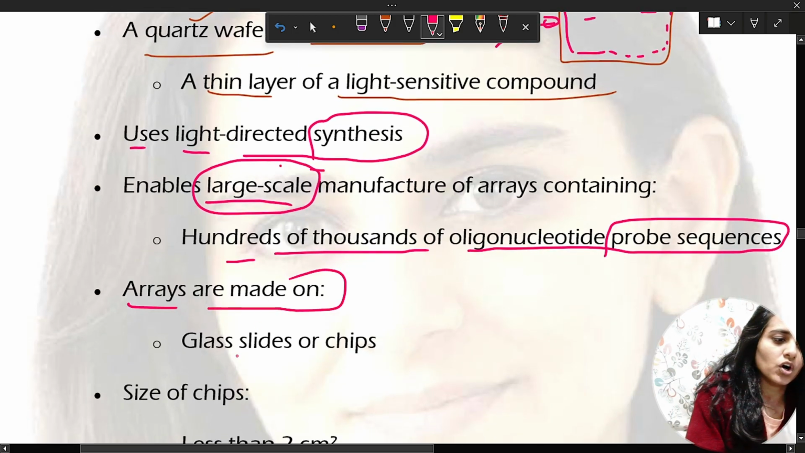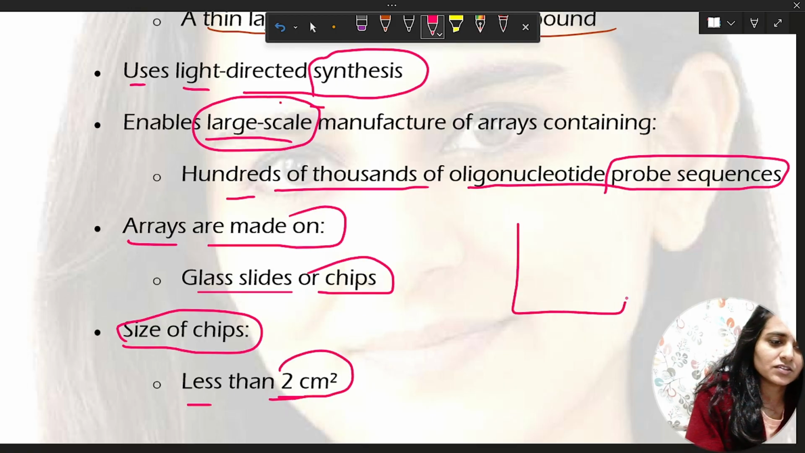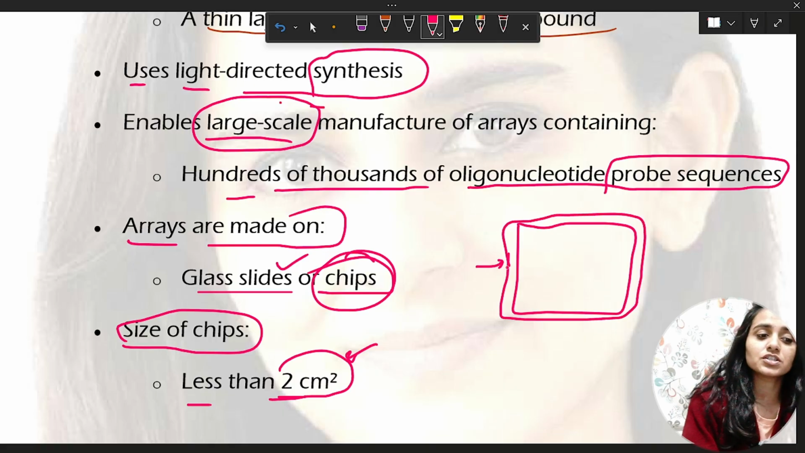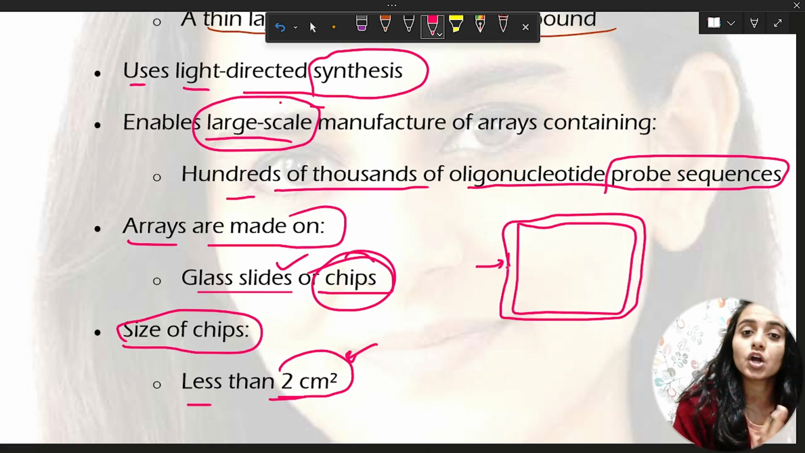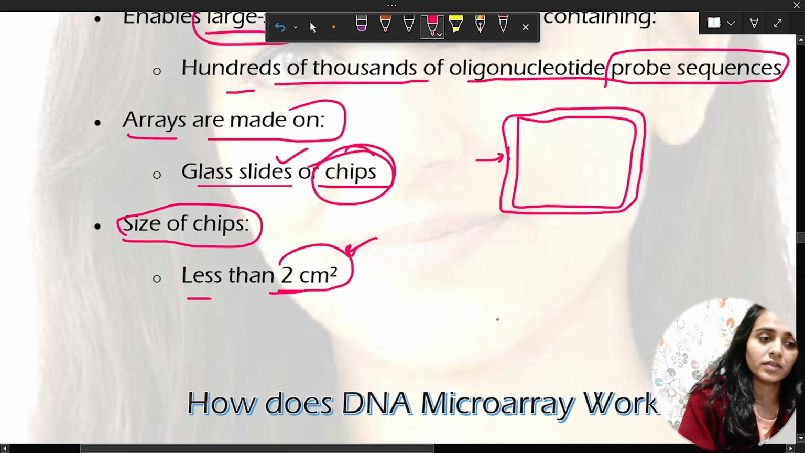Arrays are made on glass, solid or chips. The size of the chips is less than 2 centimeters. That chip or solid surface is called a glass slide or chip, and its size is less than 2 centimeters. A chip less than 2 centimeters in size can hold a whole genome, thousands of probes, on that particular chip.